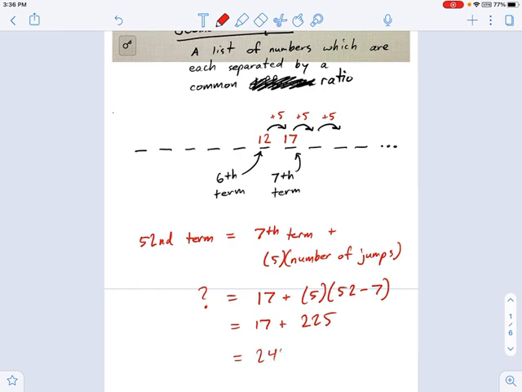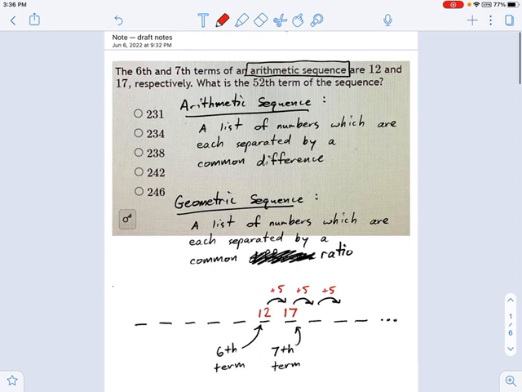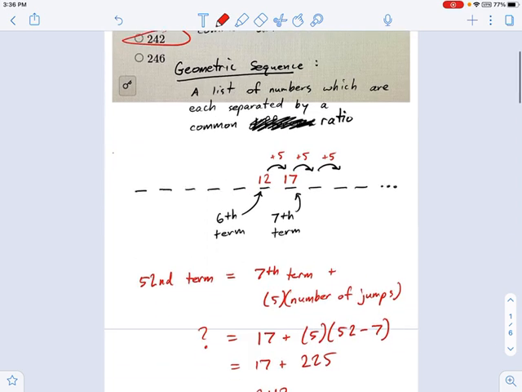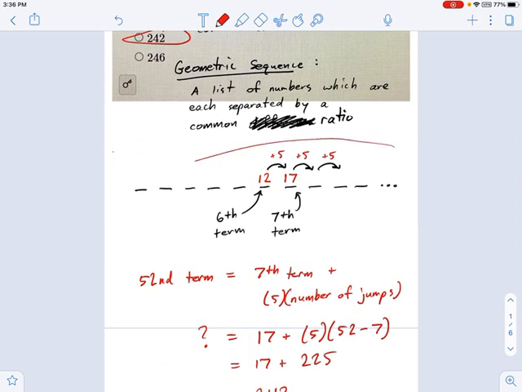242. Now, yes, it's true you can do this without needing a formula. Okay, you could find 242. But the danger in hitting plus 5, plus 5, plus 5, plus 5, 45 times is that you miscount and you get like 44 plus 5s. So I would prefer that you learn how to logic this one out by saying, here's my common difference, the step size between each term, and then think about how many jumps you're going to take.